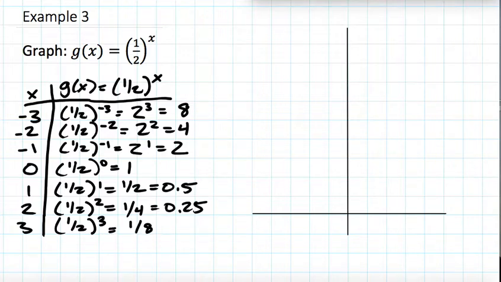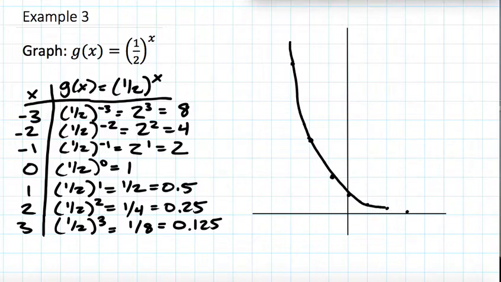is 1/8, or 0.125. So I see similar numbers here that I saw with 2 to the x, but the graph is going to look a little bit different here once I plot these points, because now instead of having the increasing side on the right side, I have it on the left. And so this graph actually goes downward as we go from left to right. And the flat side is on the right side.